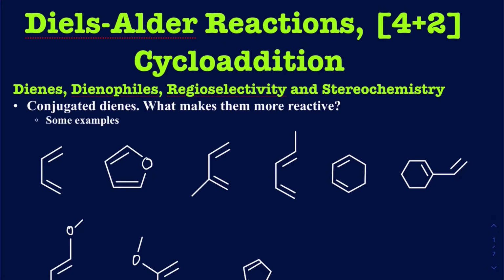Hello everyone, in this video I'm going to be talking about 4+2 cycloaddition reactions, also called Diels-Alder reactions, and I'm also going to be talking about dienes, dienophiles, and eventually I'll talk about their regioselectivity and the stereochemistry of those Diels-Alder reactions. So before we start, I want to do a little bit of background on dienes and dienophiles and which dienes are reactive and which dienophiles are more reactive than the other ones.